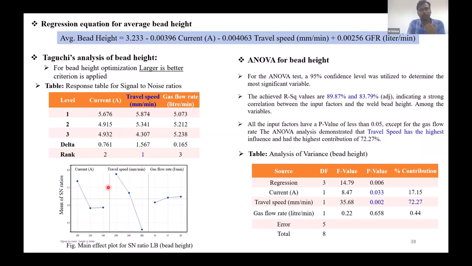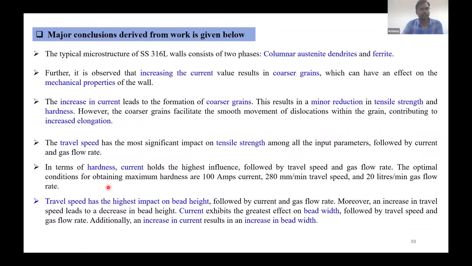And the equations are also representing the bead height as well as the bead width. So what are the conclusions that we can derive from this work? Obviously, there is a microstructural variation from the bottom to the top, and if we see the two phases, we can see the ferrites and the austenitic-based columnar dendrites.